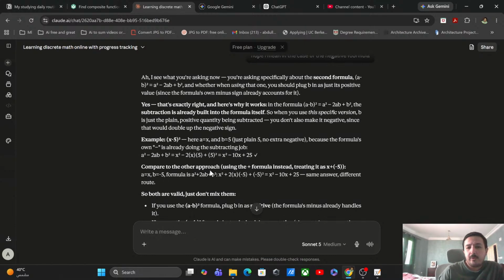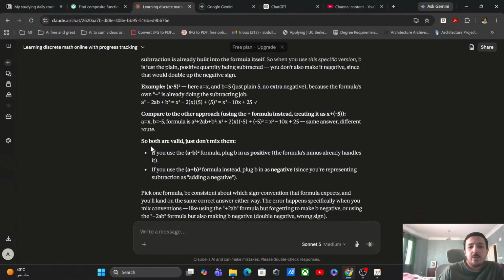Compare the other approach using the plus formula instead. Treating b as negative. Same answer, different routes. So both are valid, just don't mix them.